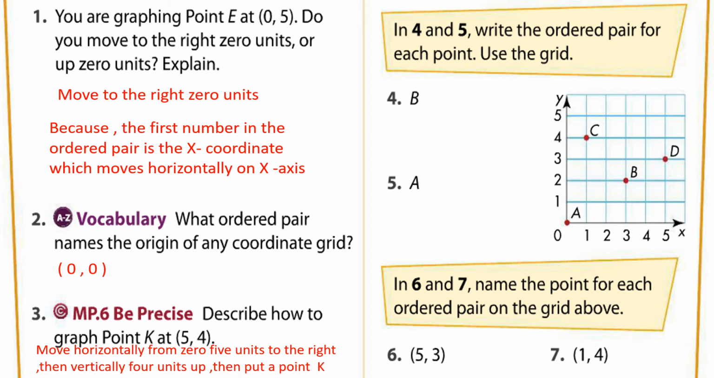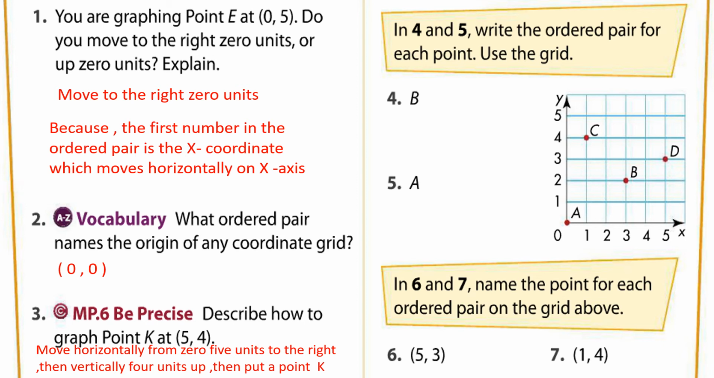For questions 4 and 5, it says: write the ordered pair for each point. Use the grid. Firstly, look at the grid on the right. I want to write the ordered pair, or the coordinates, of those points B and A. Firstly, I want to write the coordinates of point B.